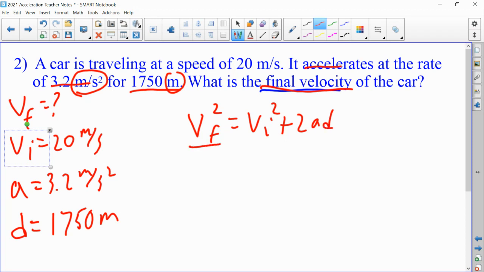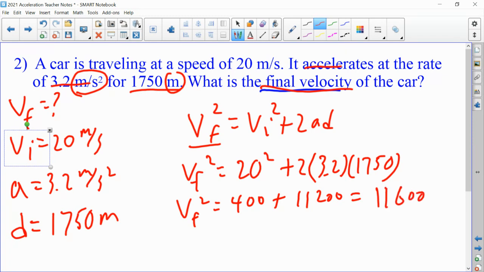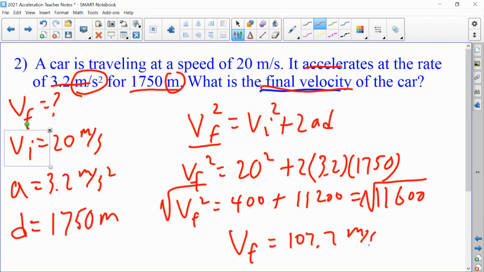Right, we're looking for the final velocity, so we don't know that. So VF squared is equal to 20 squared plus 2 times 3.2 times 1,750. And if we plug this in the calculator, 20 squared, so VF squared is 400 plus then 2 times 3.2 times 1,750. That's a big number, 11,200. So VF squared is 11,600, right? And then how do we find the final velocity? Since final velocity is squared, we take the square root of both sides. And we get our final answer for the final velocity as being 107.7 meters per second.